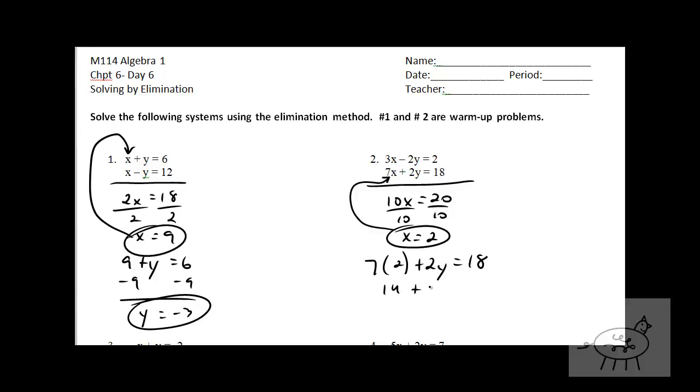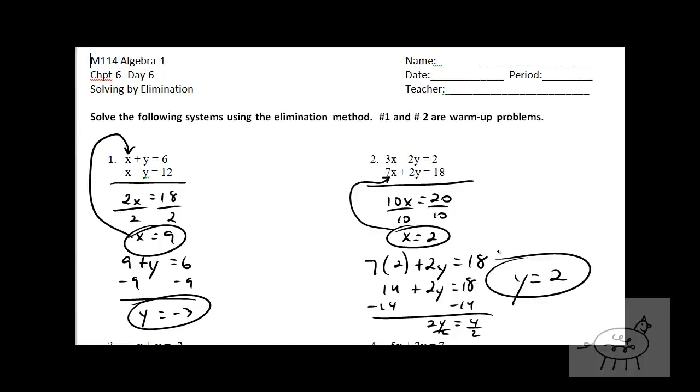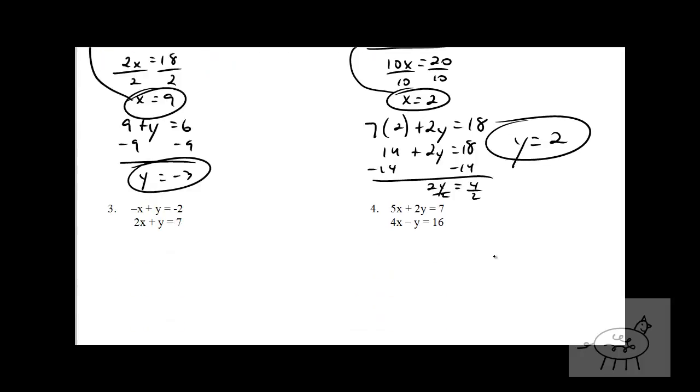So 14 plus 2y equals 18. Subtract 14. I get 2y is equal to 4. Divide by 2. Y equals 2. So x and y are both equal to 2. Okay? Alright. So let's move on to the next one.